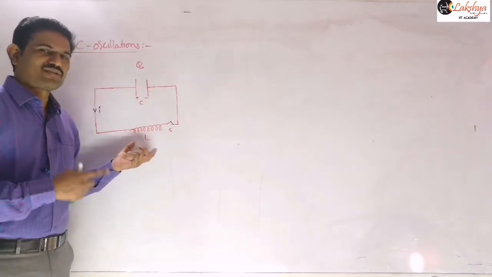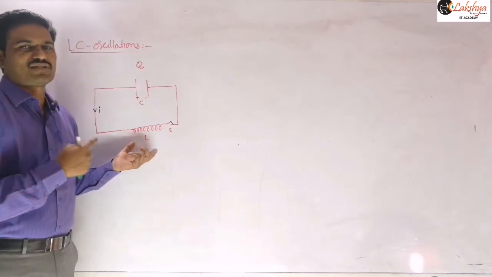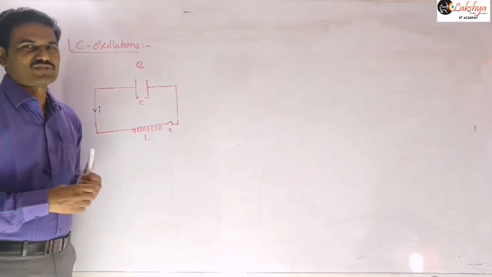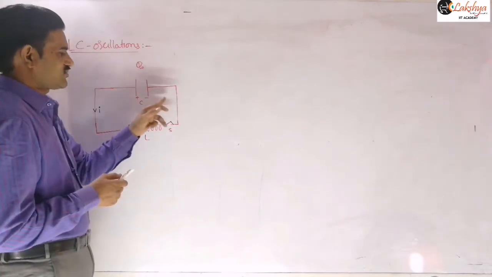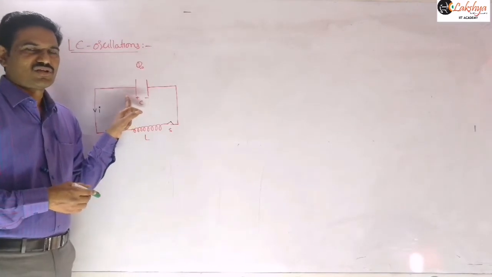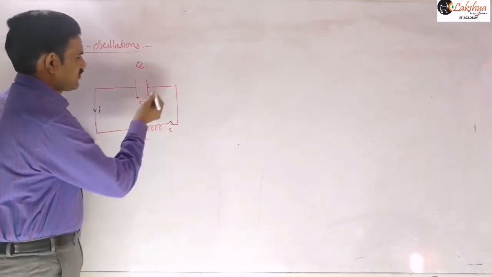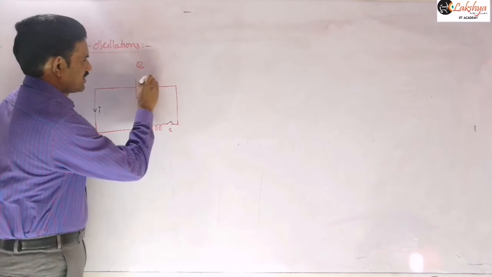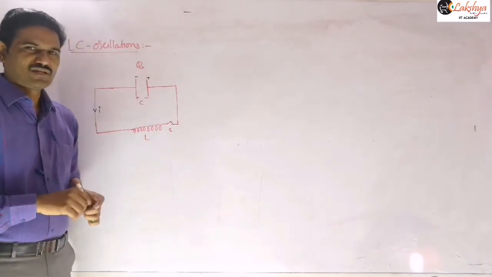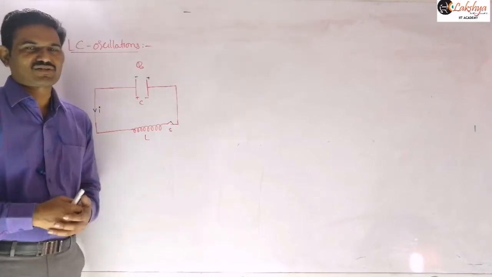Then the charging of the capacitor will take place in the opposite direction. This side you will get the positive charge, and this side you will get the negative charge. Finally, the polarities will be reversed, so this will get positive and this will get negative, once the discharging of the capacitor is completed.